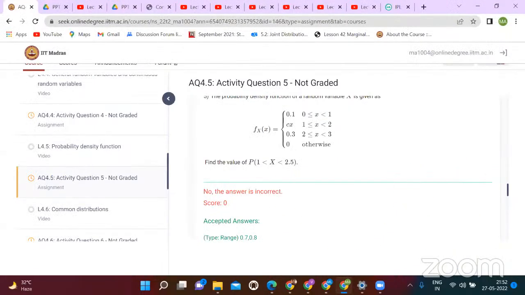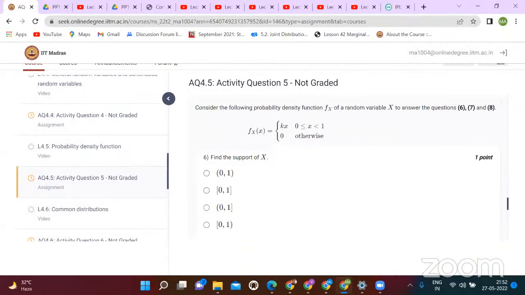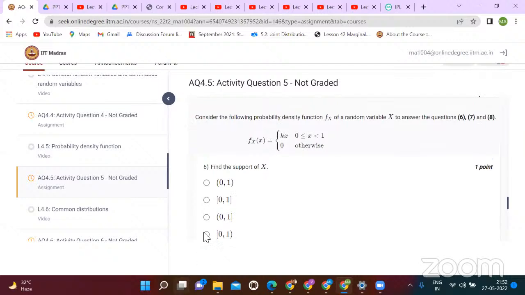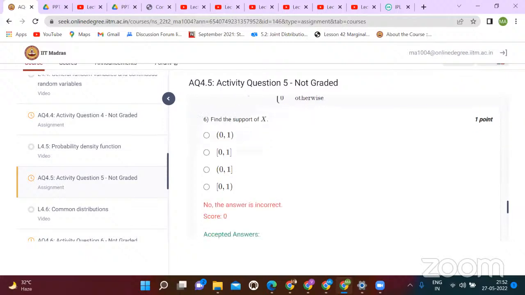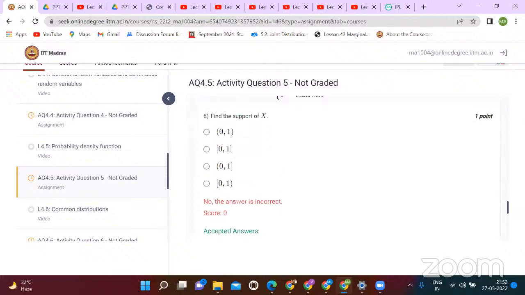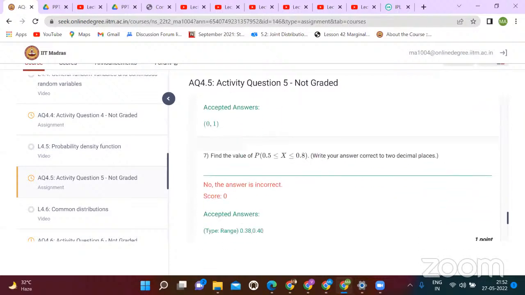So just tell me the support of this one. 0 and 1, not including the first one. Why is 0 not included? Because as per support, we are not supposed to take points where the probability is 0. Fine. So I guess answer A is the correct answer, right? Yes, A is correct.